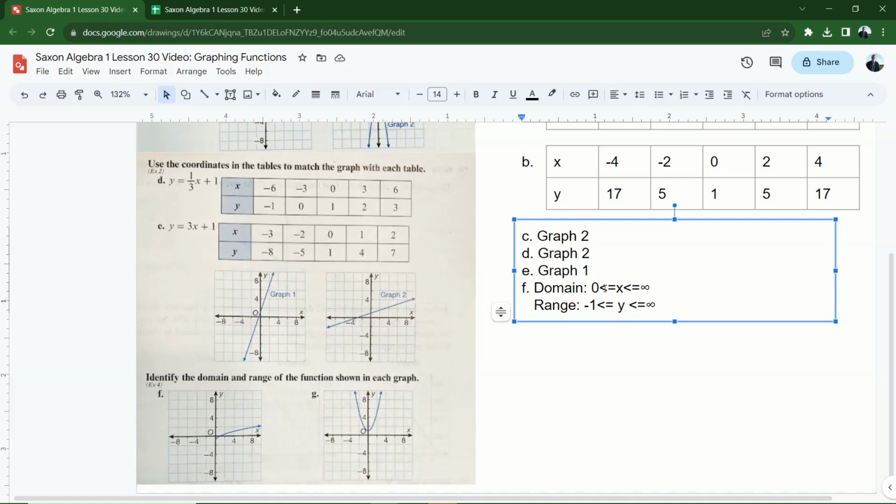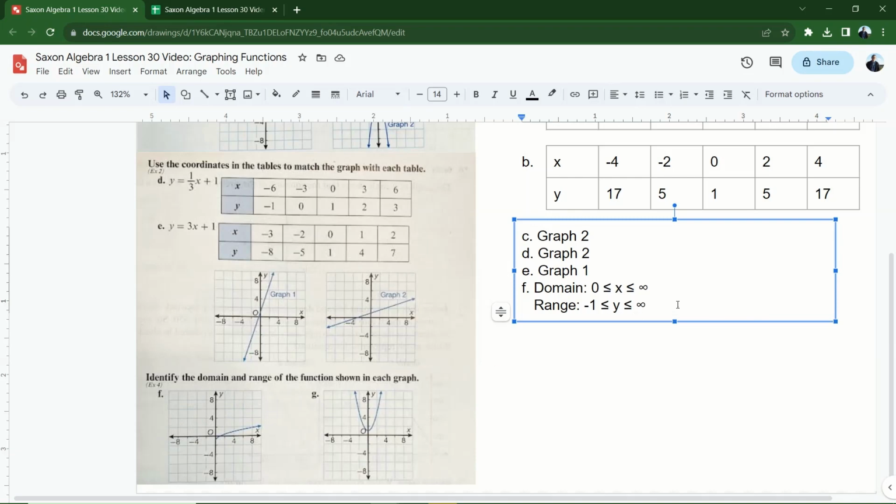And again, I would use the less than or equal. The range is the possible y values. Notice that this starts at -1, and then y has to be greater than -1. The hardest part of this is realizing that this is going to just keep increasing forever. So it could technically go up to infinity if you have a big enough x value.